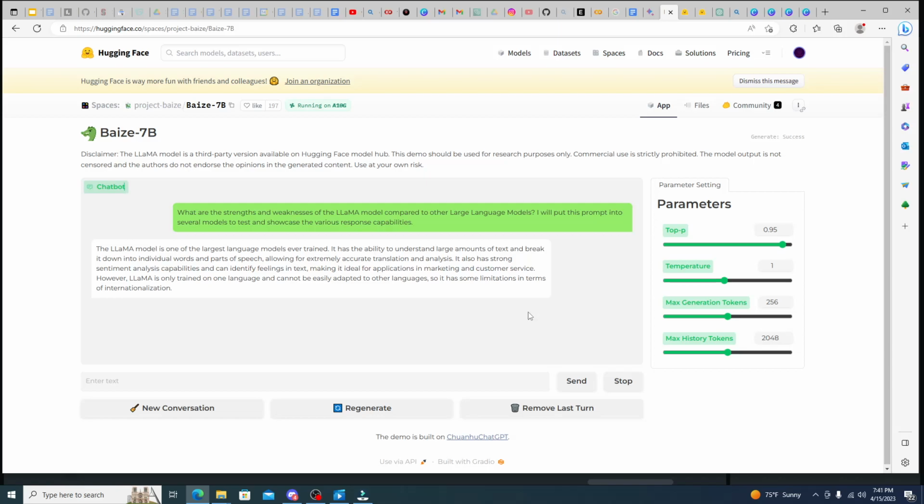So Bayes' response is: the Llama model is one of the largest language models ever trained. It has the ability to understand large amounts of text and break it down into individual words and parts of speech, allowing for extremely accurate translation and analysis. It also has strong sentiment analysis capabilities and can identify feelings in text, making it ideal for applications in marketing and customer service. However, Llama is only trained in one language and cannot be easily adapted to other languages, so it has some limitations in terms of internationalization.